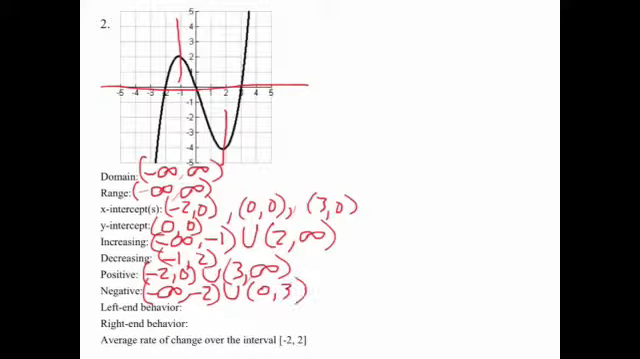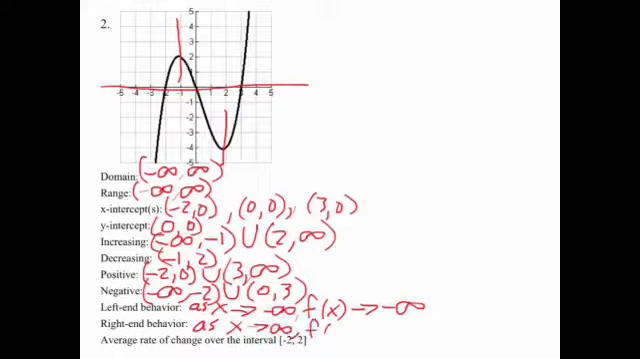And the left end behavior always starts out the same. As x approaches negative infinity, what does your function do? Well, your function keeps going down and down and down, so it goes down to negative infinity. There's nothing stopping it. The next one always starts the same. As x approaches positive infinity, what does your function do? Well, your function keeps going up and up and up without stop, so it goes to positive infinity.